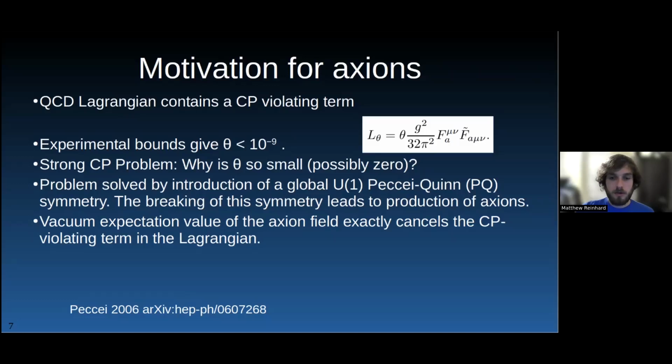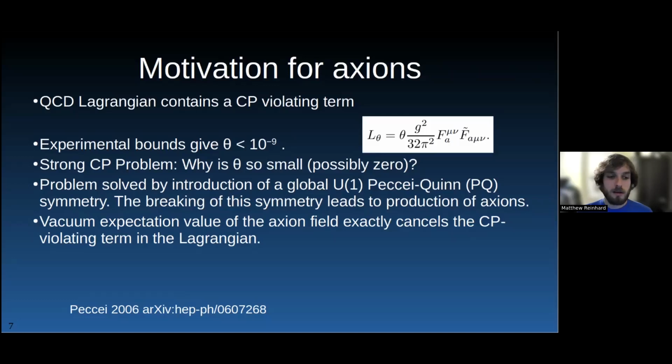So this term on the right here is the CP violating term in the QCD Lagrangian, where theta is a parameter that can range from 0 to 2 pi, but is undetermined by the theory. Experimental measurements of the electric dipole moment of the neutron have found that theta must actually be very small, less than 10 to the minus 9. So the strong CP problem is the question, why is theta so small, possibly even 0?